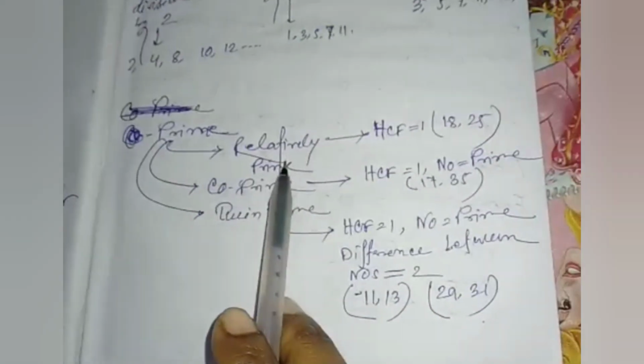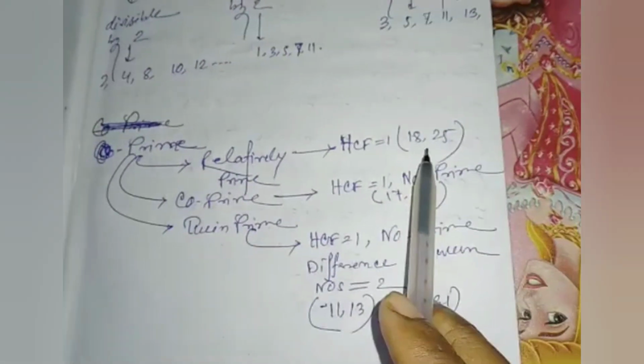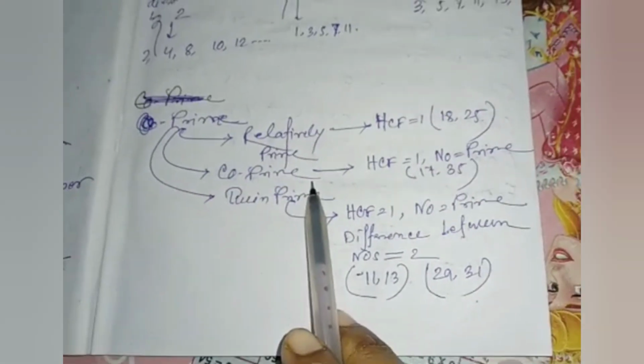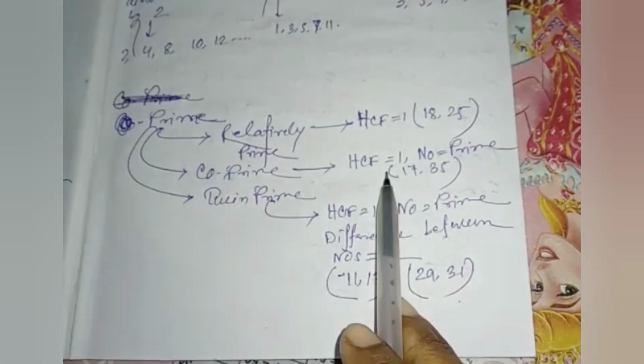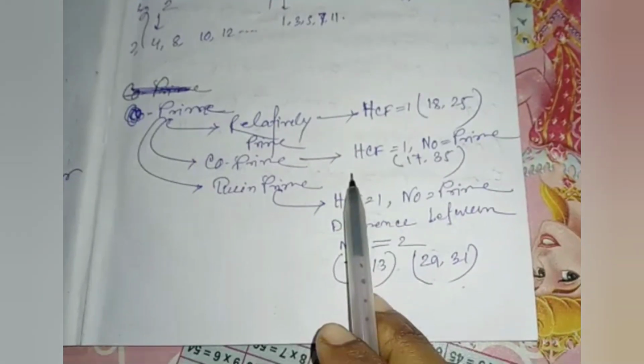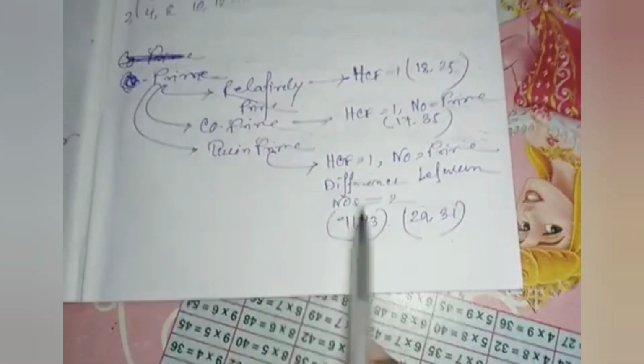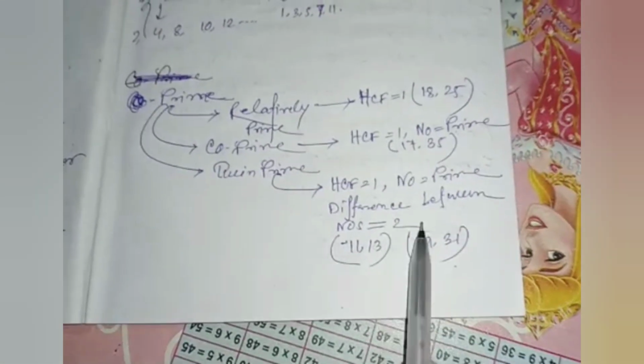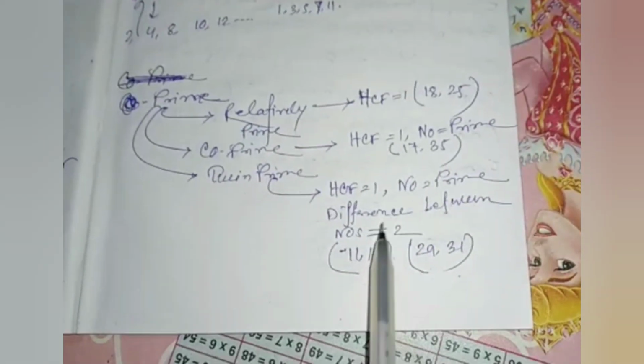What is a relatively prime number? When the HCF of any two numbers is 1, they are called relatively prime. And what is co-prime? When the HCF of two prime numbers is 1, they are called co-prime. And what is a twin prime number? When the difference between two prime numbers is 2, they are called twin primes.